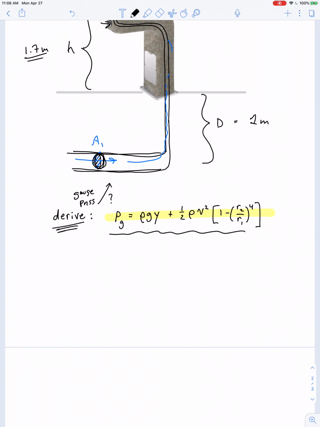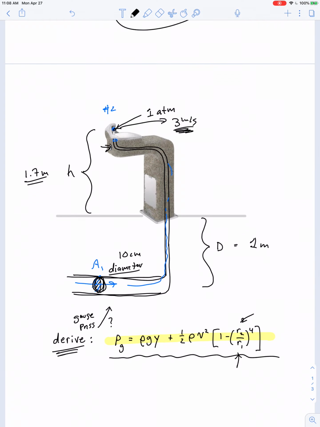So there's the goal. See if we can derive this equation. Now, R2 and R1 represent the radius of the pipe. So let's say, well, if I give you the diameter, you could figure out the radius. Let's say this pipe has a diameter down in the feeder pipe with a value of, maybe 10 centimeters. And then we'll say the diameter of the exit hole is about 1.2 centimeters.